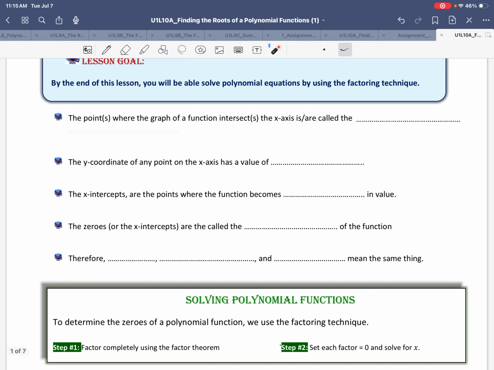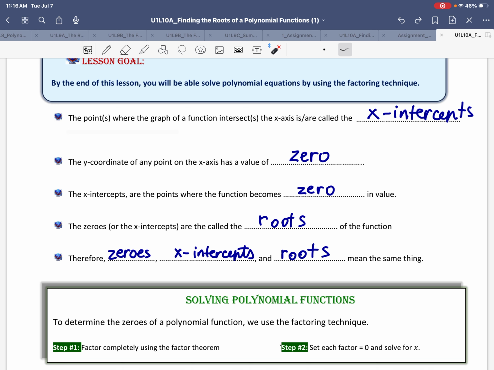The points where the graph of a function intersects the x-axis are called the x-intercepts. The y-coordinate at any point on the x-axis is always going to be equal to 0. So this is why the x-intercepts are also known as the points where the function becomes 0 in value. Now, the zeros or the x-intercepts are called the roots of the function. That's a very familiar term for all of us. So if we say zeros, or x-intercepts, or roots, we mean the same thing.